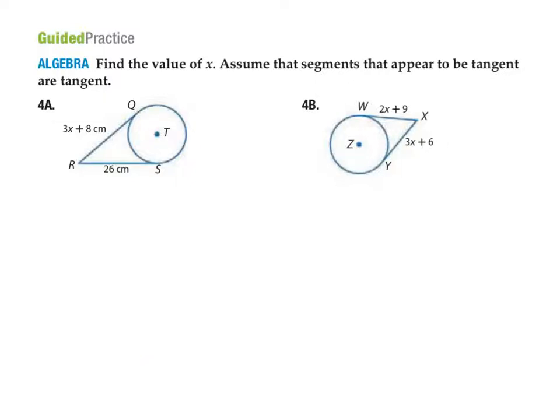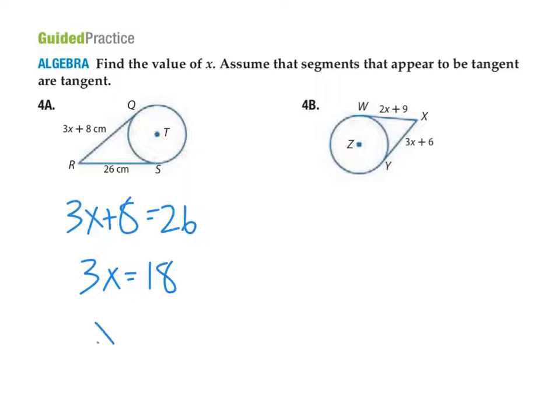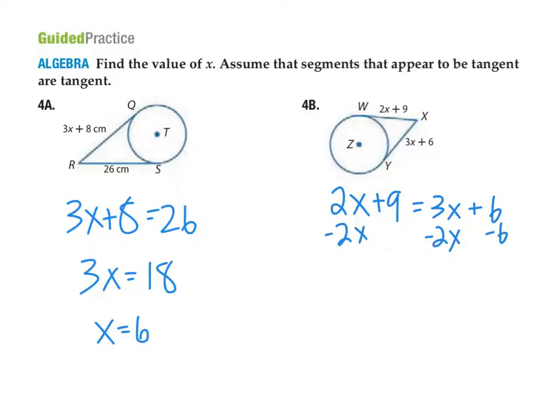All right, so in both of these problems, we have some tangent lines here, and we know that the tangent lines are going to be congruent because our theorem said that. So 3x plus 8 is equal to 26. So 3x is equal to 18. So x is equal to 6. And now for this next one, we have 2x plus 9 equals 3x plus 6. Now we can solve it by subtracting 2x on both sides, and you can subtract 6, so we get that 3 is equal to x.